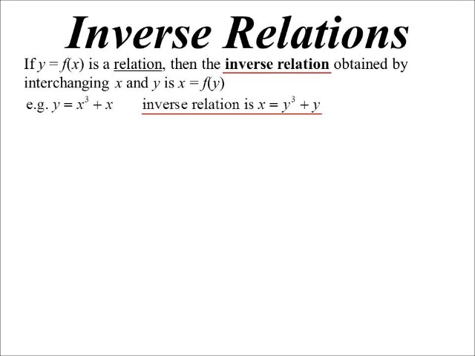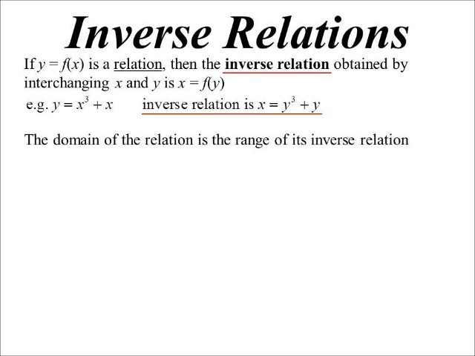So first of all, an inverse relation. If y equals f of x is a relation, then its inverse relation is simply obtained by swapping the x and the y around. So y equals x squared, its inverse relation would be x equals y squared, and so on. So x cubed plus x, inverse relation, x equals y cubed plus y.